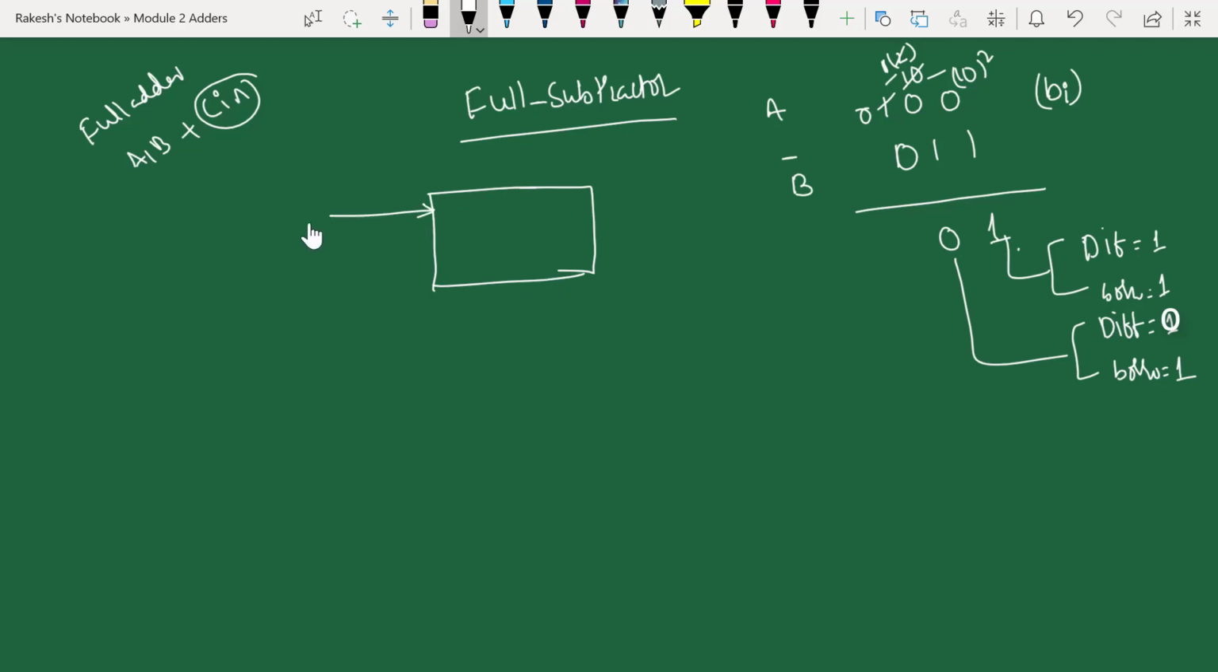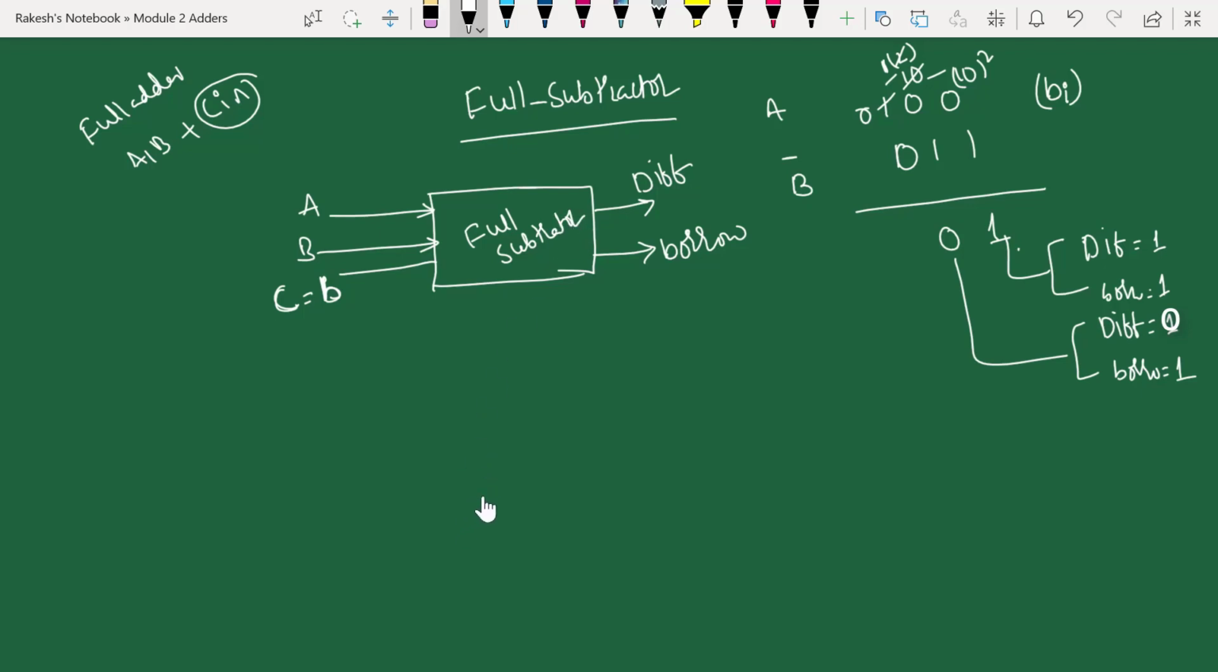So one is your data bit A, and second also data B, and third one is the borrow C. For the timing I'm considering this also C for simplicity. This is a borrow, and you're going to produce a difference output and borrow output. So this is my full subtractor circuit. I'm going to show you how I'm going to design my full subtractor circuit.